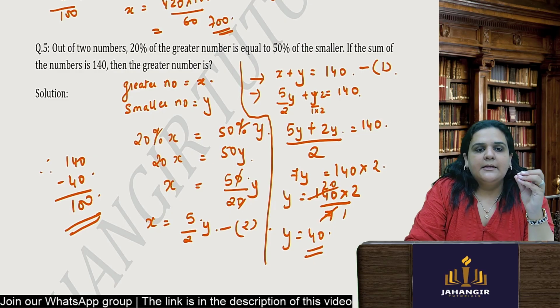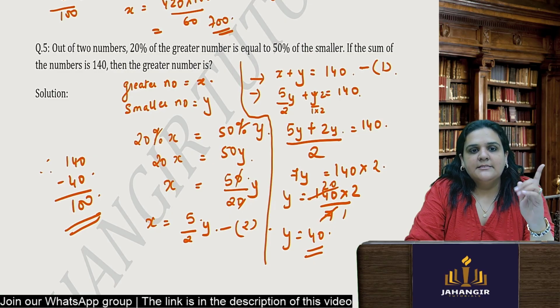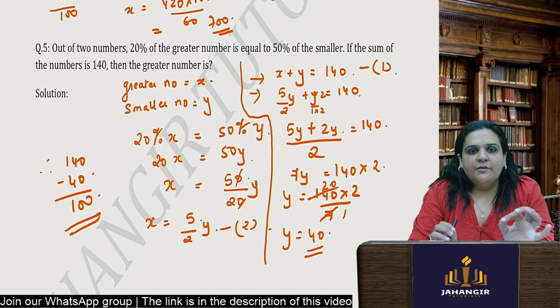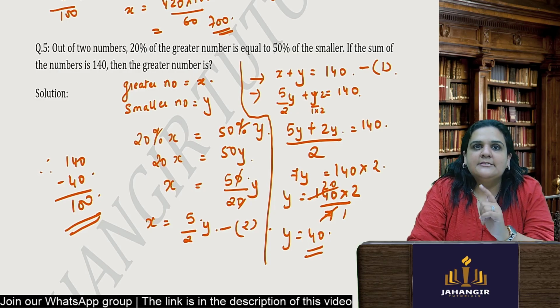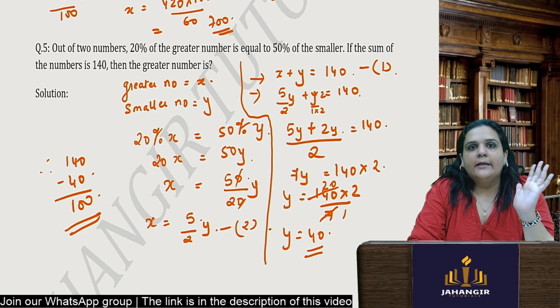I have simply done it. I have assumed the two numbers. One is x, one is y. They have given me one equation. The sum is 140. The second equation I derived. Since they said 20% of x is equal to 50% of y, I solved x in terms of y. x is nothing but 5 by 2 of y.